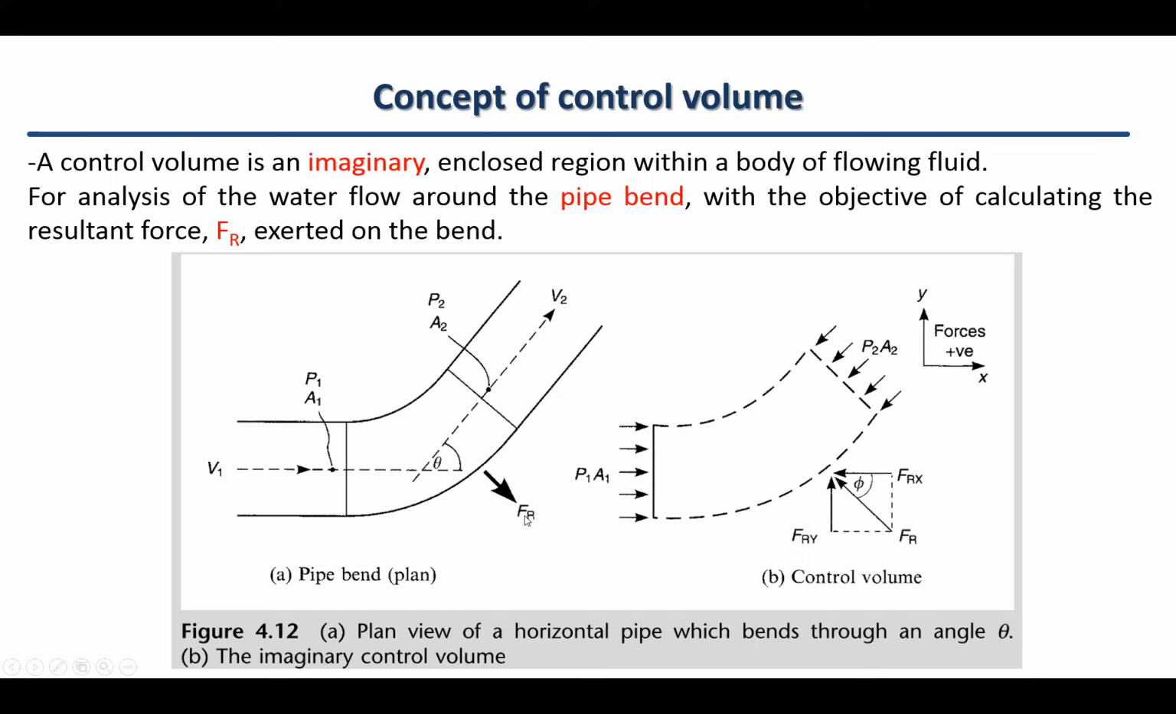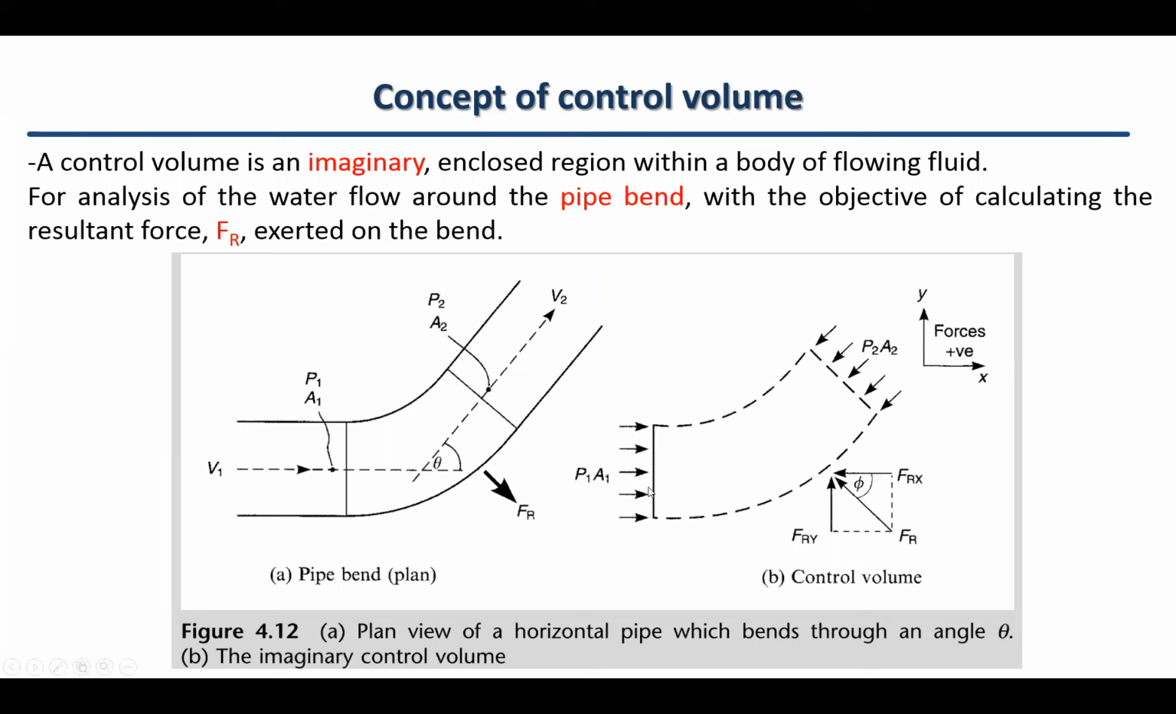This kind of force is shown by FR, perpendicular exactly to the bend direction. Can you see this bend is exactly at a right angle? So for the analysis, imagine the input velocity is V1 and the exit velocity is V2. We can extract some volume of the water inside the pipe. We can call it the control volume.